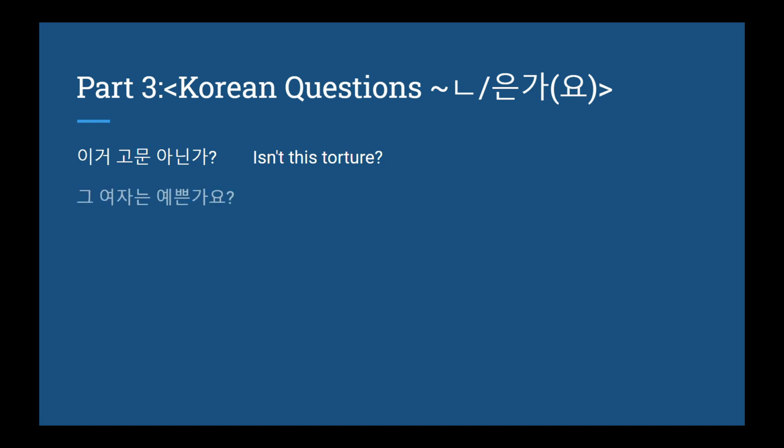Let's look at some more examples. 그 여자는 예쁜가요? Is that girl pretty? Notice here actually that I'm asking, is that a pretty girl? While in the first sentence I'm saying, isn't that torture? 아닌가요 is often used at the end of a sentence to mean, isn't it? Let's look at 2 more examples. I think. There we go. 너무 복잡해 아닌가? This is too complicated, isn't it? 이것은 너무 작은가요? Is this too small?